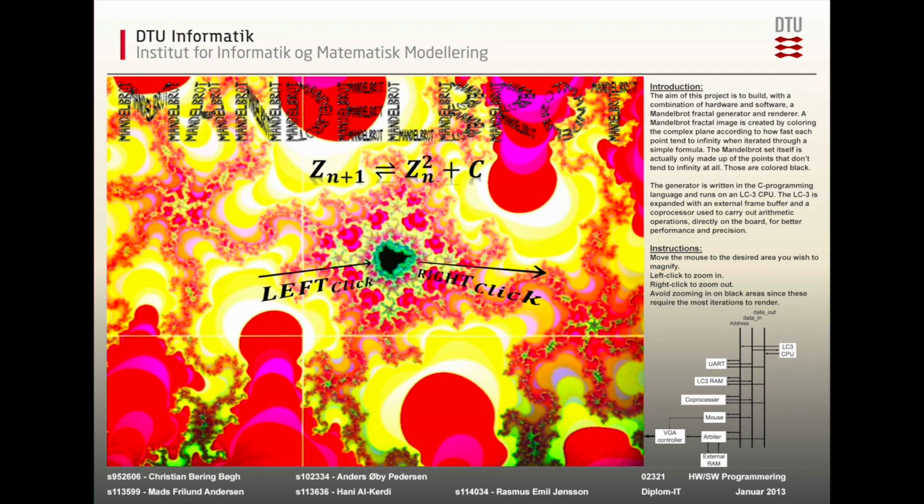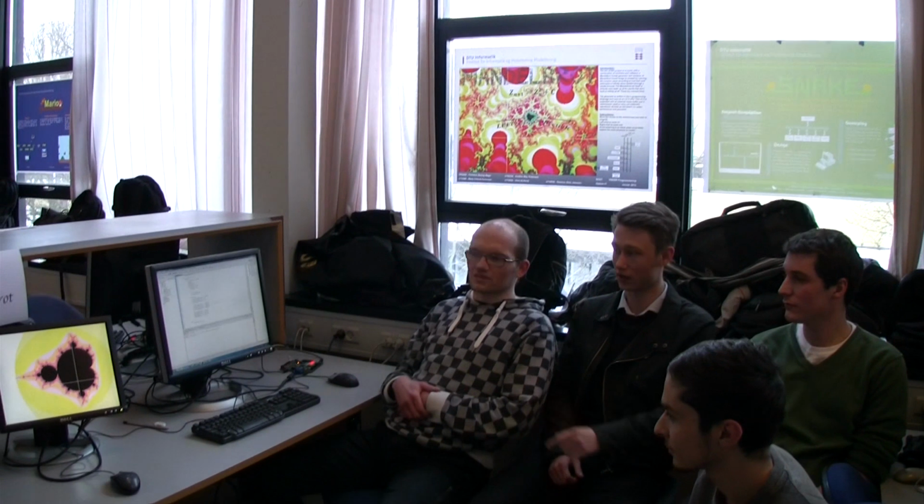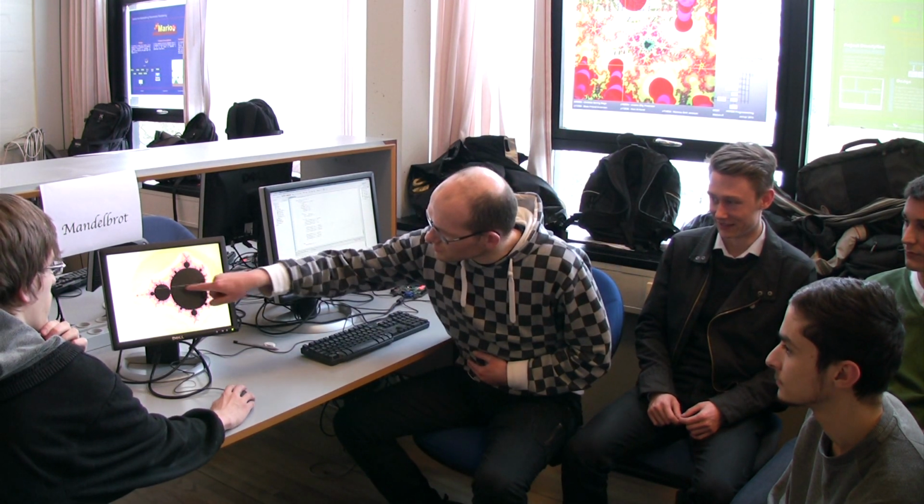Z(n+1) equals Z(n) squared plus C. And then you iterate that many times until Z tries to escape to infinity. And which is then colored black? No. Then you have the number of iterations it took to escape to infinity, and that's the color. If it stays away from infinity, it stays around a small number below 2. Then it's colored black, and that's the Mandelbrot set.